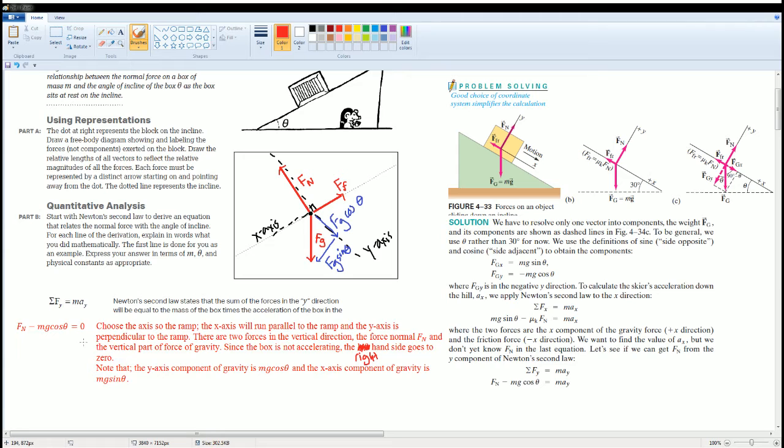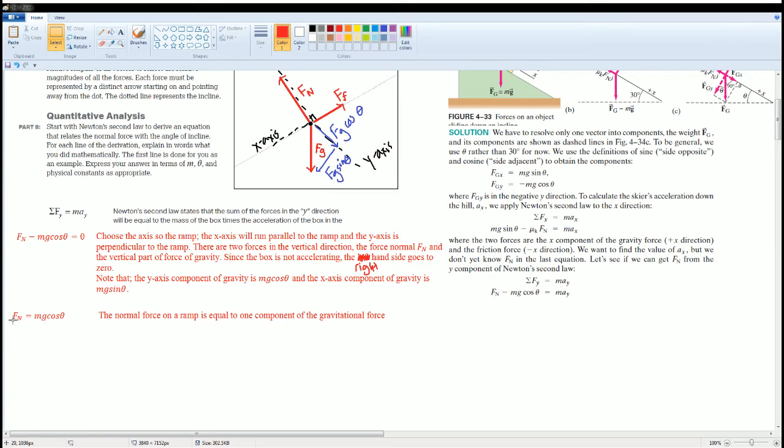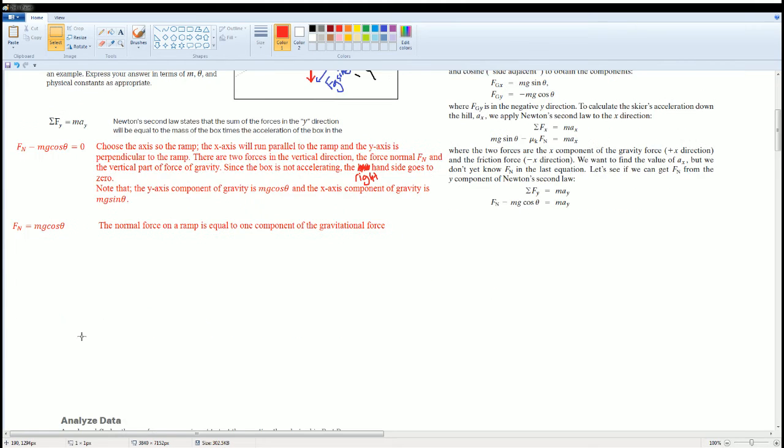Notice that the y component of gravity is mg cosine theta and the x component of gravity is mg sine theta. Next, we can isolate the Fn by itself. I add mg cosine theta to the other side. I would say that the normal force Fn on the ramp is equal to one component of the gravitational force, and that part is mg cosine theta.